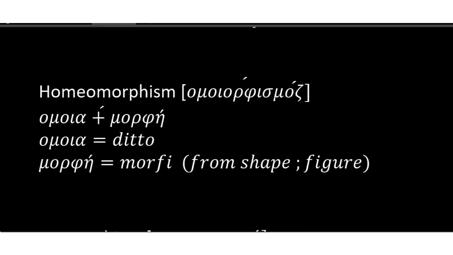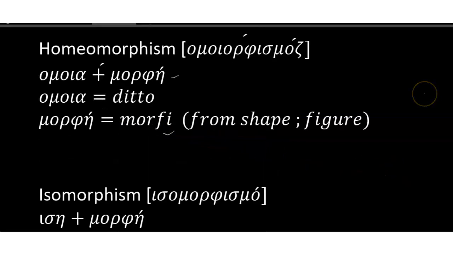Now when we talk of the term homeomorphism, we are going back to the roots, that is Greek, homoios. Homoios means similar, and morphe. So homeo plus morphe is equal to homeomorphism, with the same morphe, meaning a form or shape or figure.